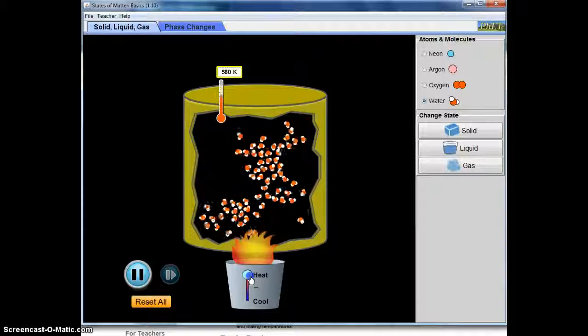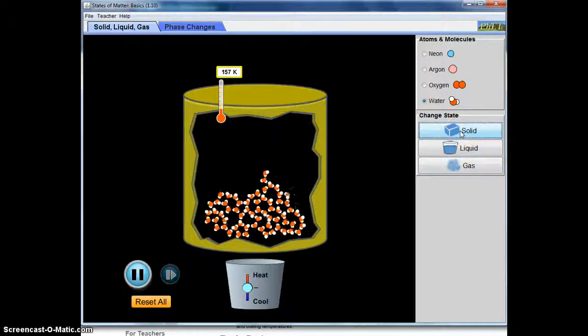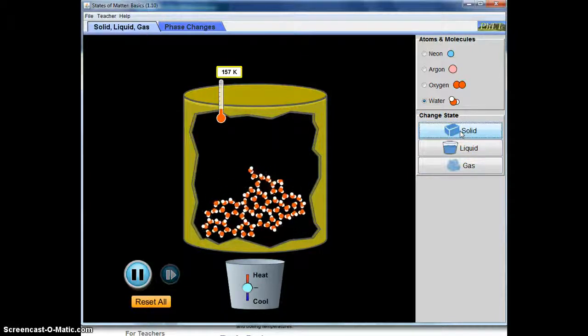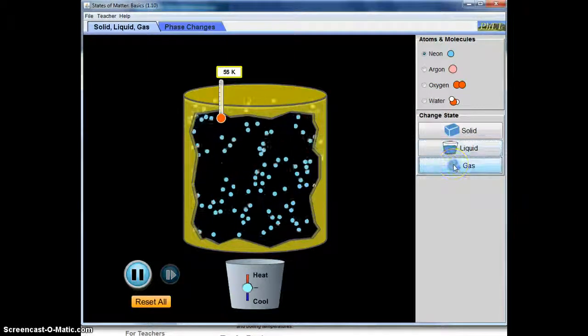in the different states. Again, I can change it back to a solid just by a click, and you can see it's in that arrangement because it's water. If I change it to neon, you can see very tightly packed, organized. Then I'll change it to liquid neon. Okay, so there's a lot more movement. It's not in as structured an arrangement. And then finally, as a gas.